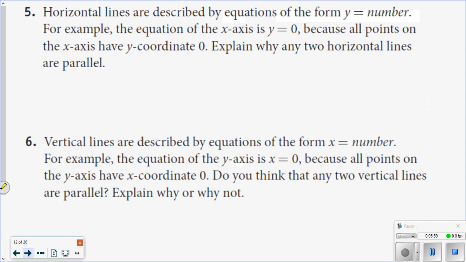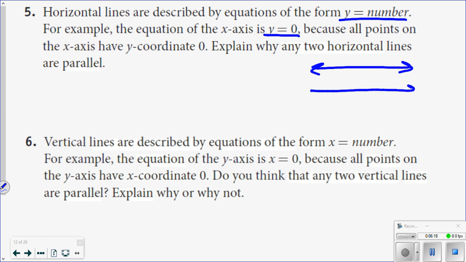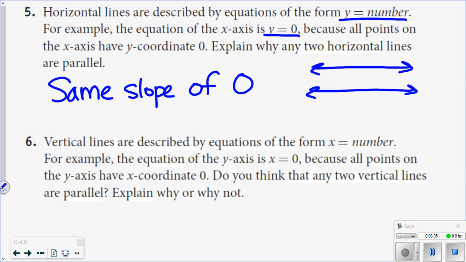Number 5, horizontal lines are described by equations of y equals a number. For example, the x-axis is y equals 0. Okay, so horizontal lines look like this. Why would these be parallel? Why would any horizontal lines be parallel? They all have the same slope, which is 0. Remember Mr. Slope Dude? This is 0 fun.